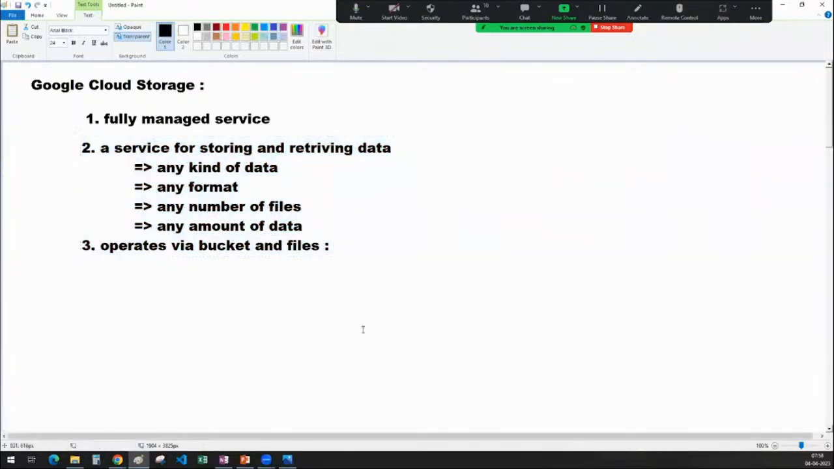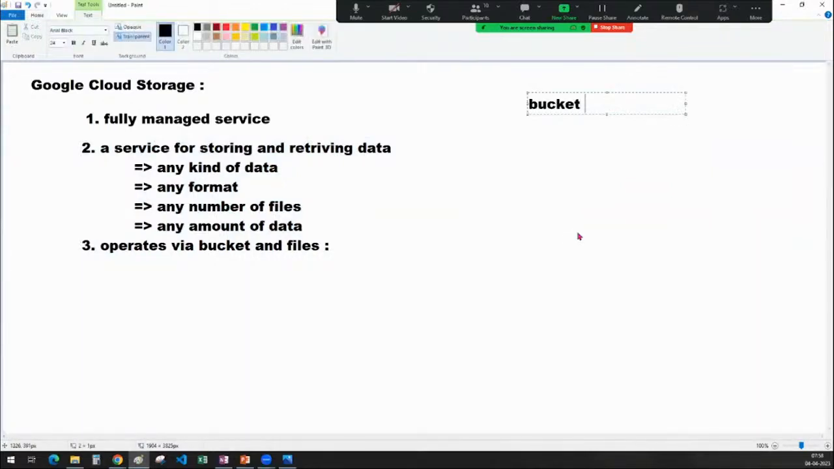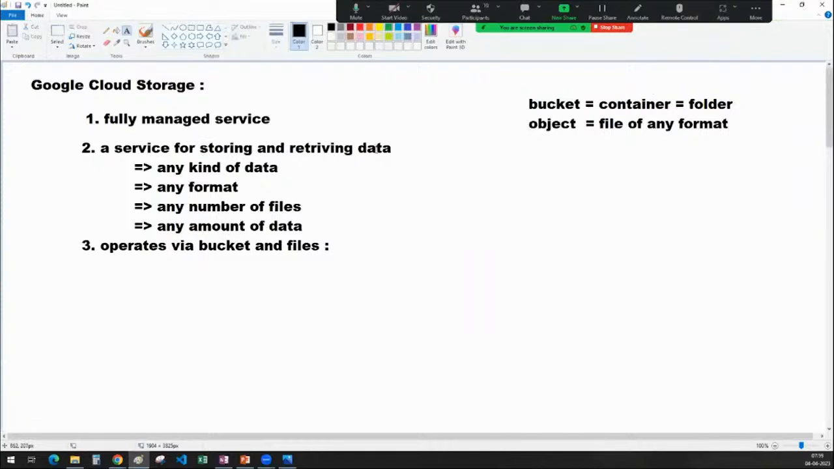Sir, what is a bucket? A bucket is a container. If you do not know what a container is either, you can think of it as a folder. A bucket is nothing but a container, and the terminology for the object is nothing but a file of any format. So this is the terminology, sir. Now you will understand. In Google Cloud Storage, we are storing something and retrieving something.